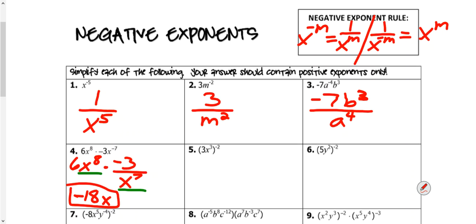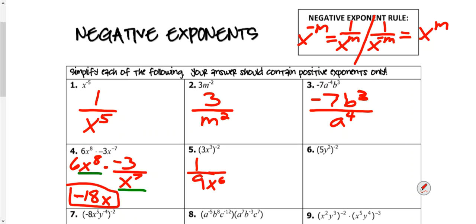Number 5, this one's a little more tricky. We want to look at this as the whole quantity of 3x to the third, to the negative 2. So 3 squared would be 9, but since it's negative, it needs to become a 1/9. x to the third, to the negative second power, that would be x to the negative 6. So that would be in the denominator as a positive. So our answer is 1 over 9x to the 6th power. So these get a little complicated, so be careful, take your time, and think about what you need to do.